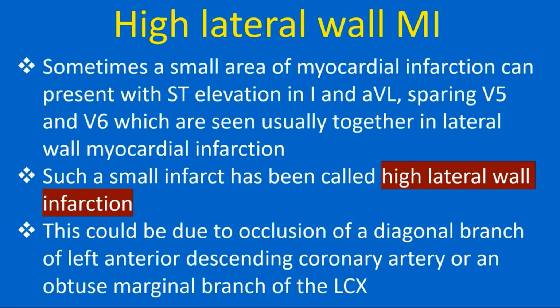Sometimes a small area of myocardial infarction can present with ST elevation in 1 and AVL, sparing V5 and V6, which are usually seen together in lateral wall myocardial infarction. Such a small infarct has been called high lateral wall infarction. This could be due to occlusion of a diagonal branch of the left anterior descending coronary artery or an obtuse marginal branch of the left circumflex coronary artery.